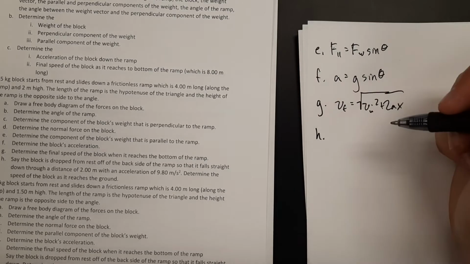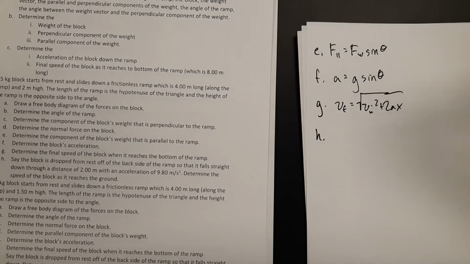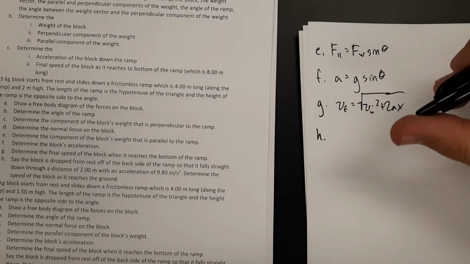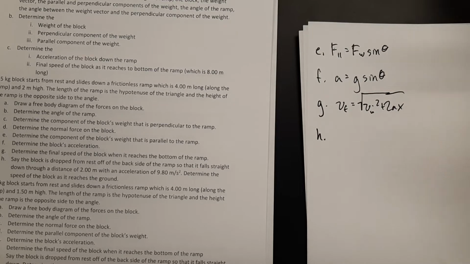Part H is what we call path independence. Because we're looking at a frictionless ramp, it shouldn't matter to the speed whether it's going down the ramp or being dropped from the same height as the ramp, right? Gravity, a component of it, is making it accelerate regardless. So it ends up going to the same speed regardless of what path it ends up taking.